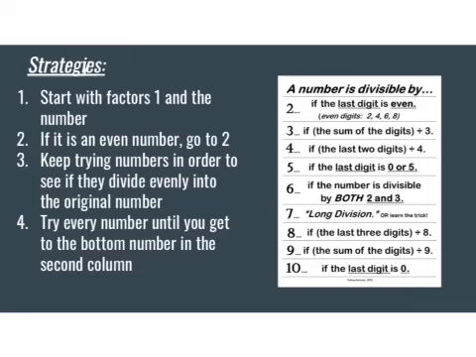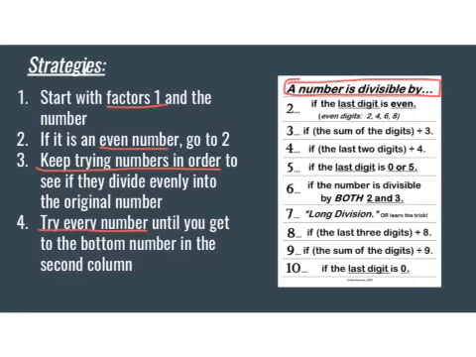So we talked about two different strategies. We started with the factors 1 and the number. If it's an even number, you're going to divide by 2. You're going to keep trying the numbers in order to see if they divide evenly into the original number. And you're going to try every number until you get to the bottom number in the second column. Another strategy was to use the rules of divisibility.